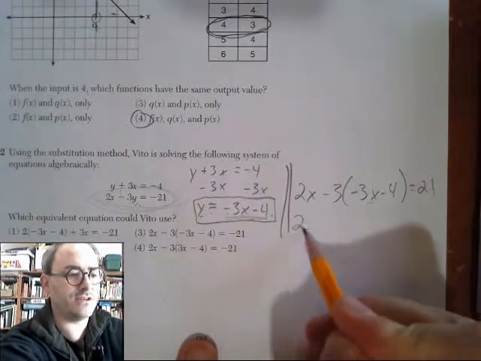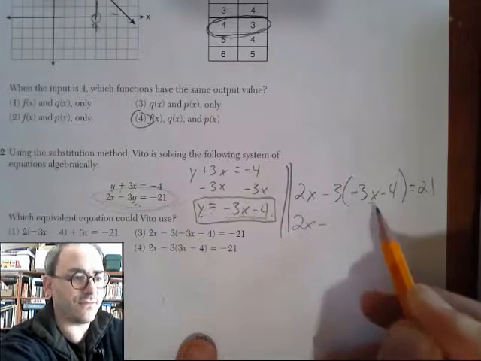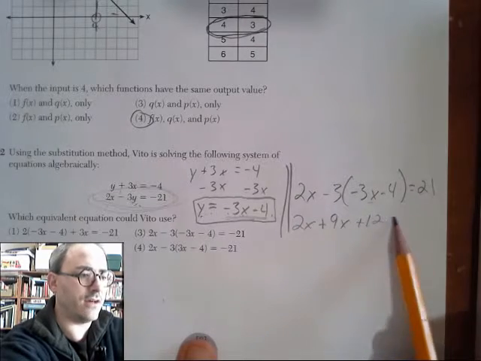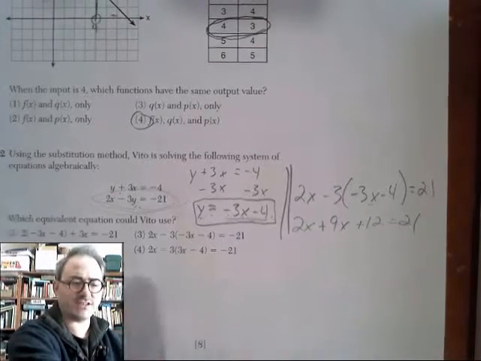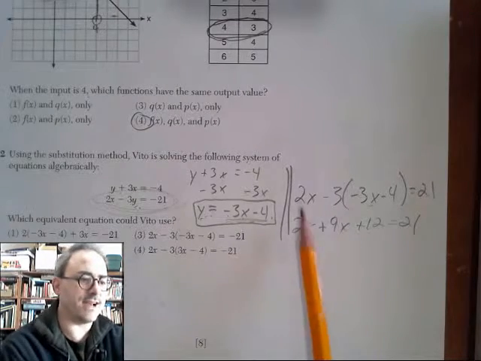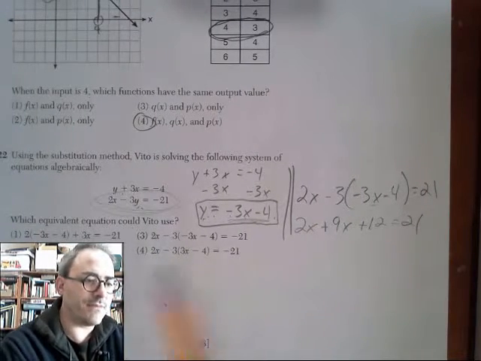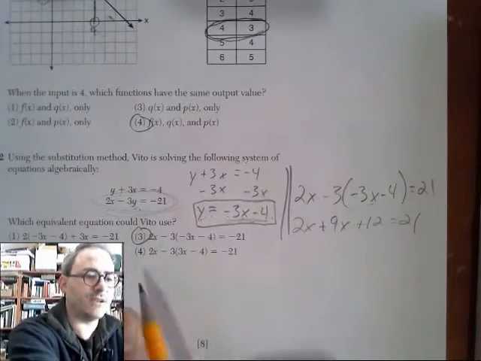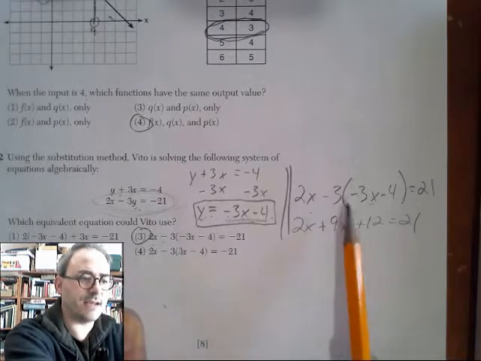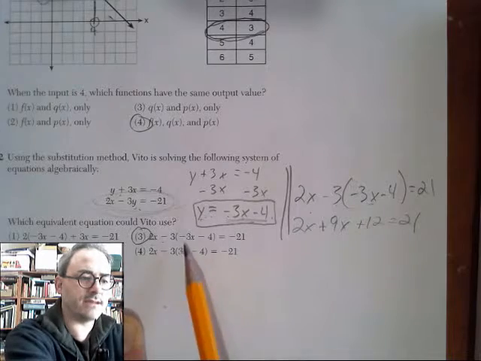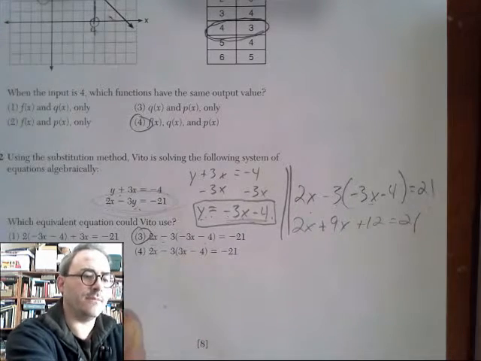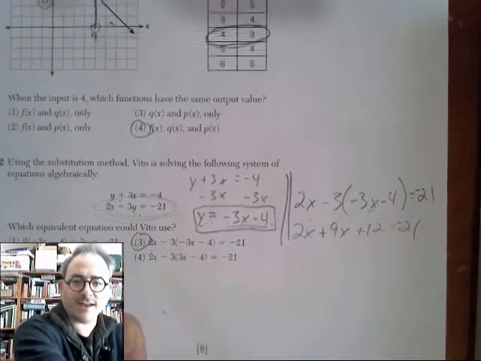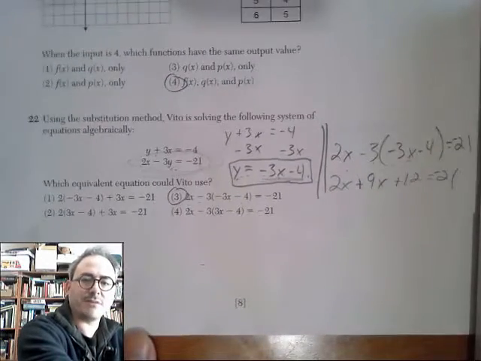I then would have to distribute and say 2x, negative 3 times negative 3x is positive 9x, positive 12 equals 21. But we don't have to do all that. We don't have to solve for x here. They're not asking for that. What you have to recognize is that we have to find the problem that's given us this right here. And it's right here. Choice number 3. Choice number 3 has 2x, minus 3, negative 3x, minus 4, equals negative 21. Negative 21. I should have a negative in front of here. If I was going to solve for x there, I would have made an error because I forgot to bring my negative over. Okay.